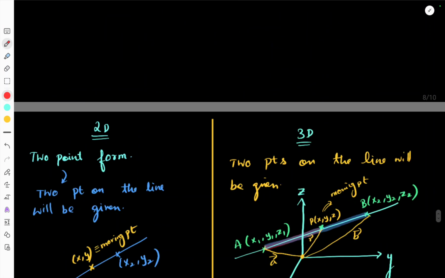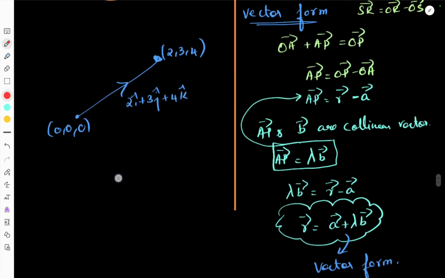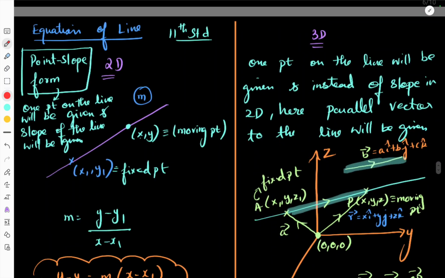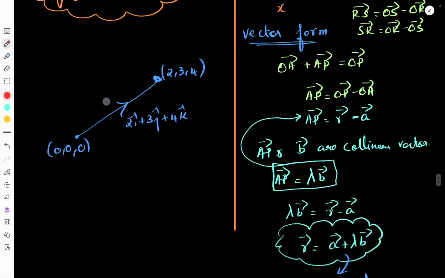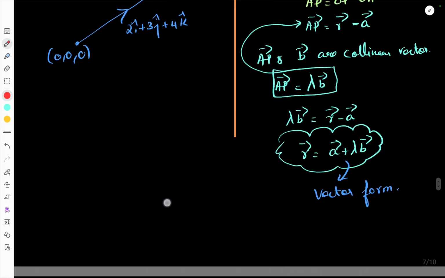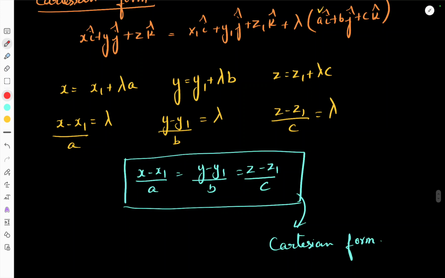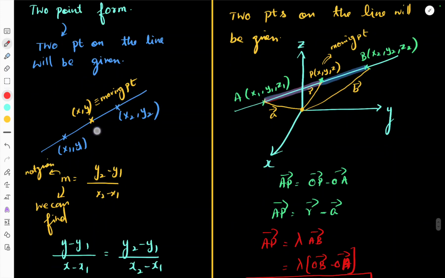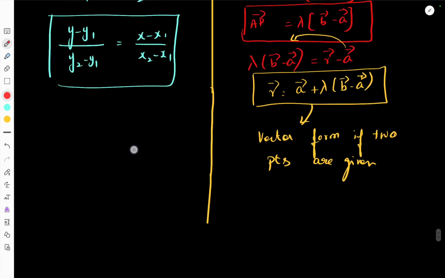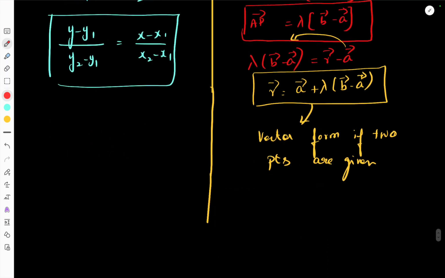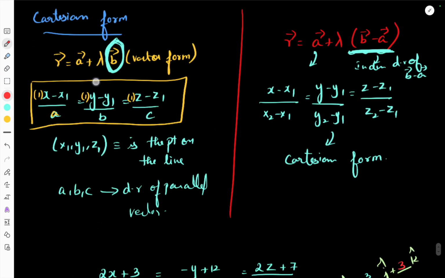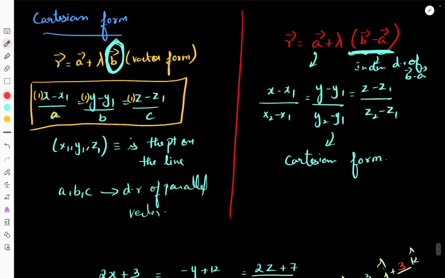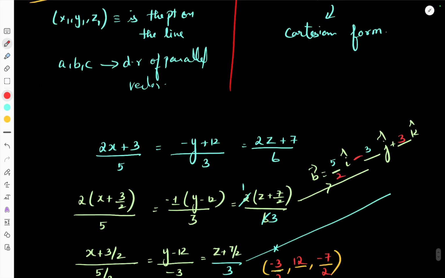So we have two forms. In one, a point is given and the parallel vector is given. For that the vector form is r vector equal to a vector plus lambda b vector, and the Cartesian form is (x - x1)/a = (y - y1)/b = (z - z1)/c. And in 3D, if 2 points are given, then it is r vector equal to a vector plus lambda times (b vector minus a vector), where lambda is some constant. The Cartesian form is (x - x1)/(x2 - x1) = (y - y1)/(y2 - y1) = (z - z1)/(z2 - z1).